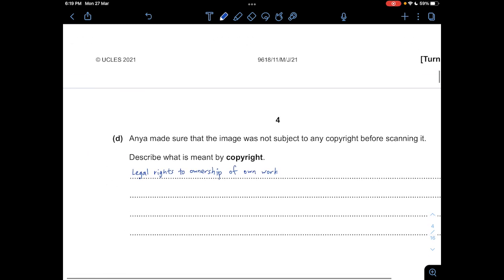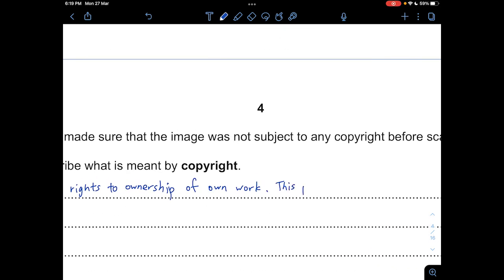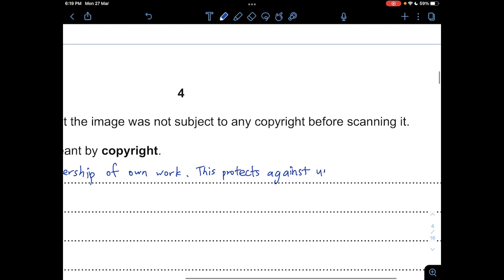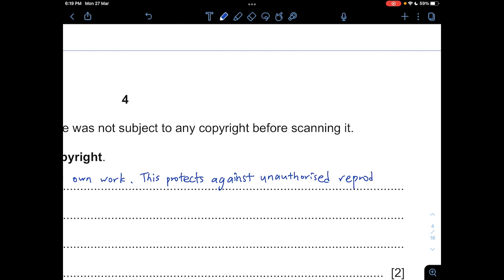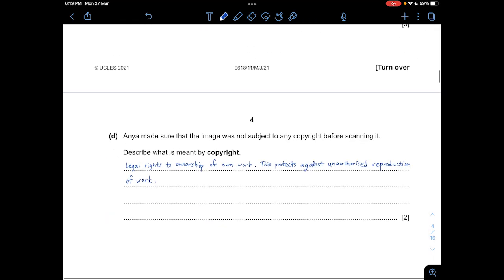And then since this is a 2-mark question, you need to put another point. So this one, we'll put like this: protects against unauthorized reproduction of books. Which means that if anyone wants to use your digital media, your pictures or whatnot, they need to get permission from you first. Otherwise, you have the rights to sue them for using your image or your digital products or whatnot.